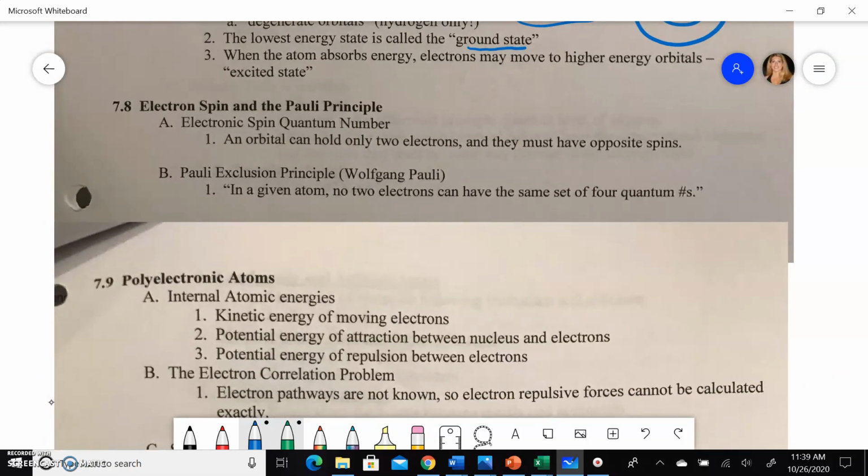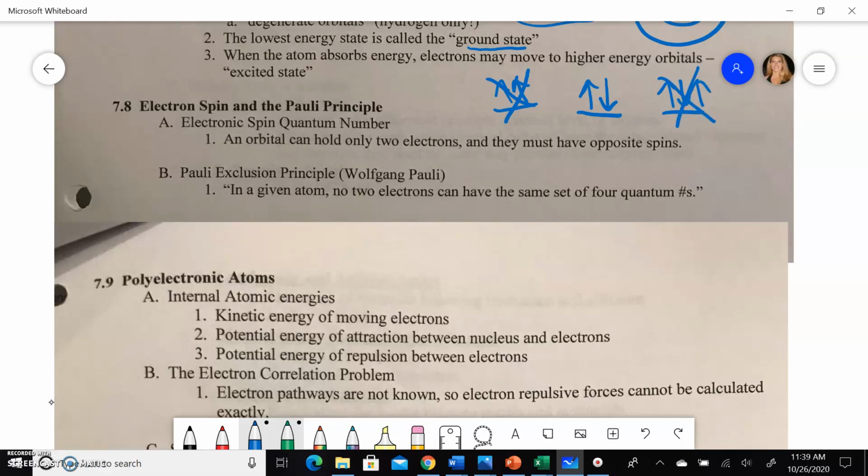We talked about that an orbital can only hold 2 electrons, and they have to have opposite spins. So again, when you're doing orbital notation and you're drawing the arrows, you can only have 2 arrows per line, and they have to be opposite direction. So you will never have 2 arrows going the same way, and you will never have more than 2 arrows in a line. So both of those would be incorrect.